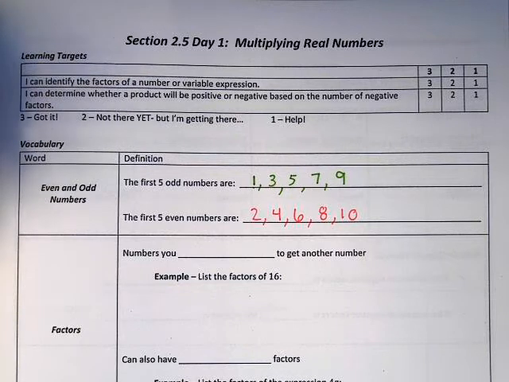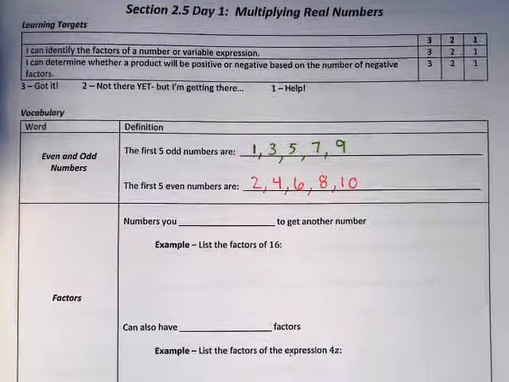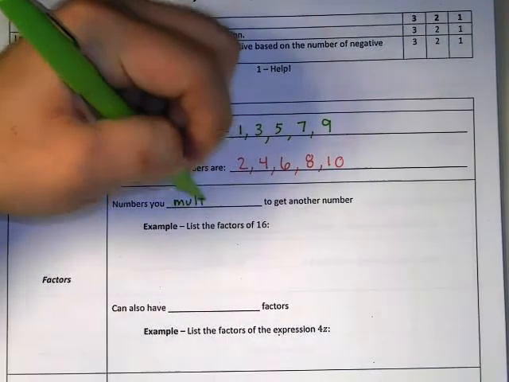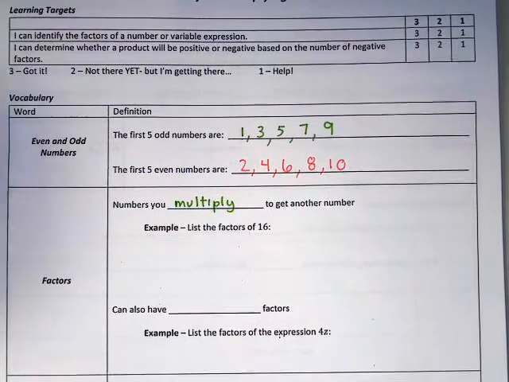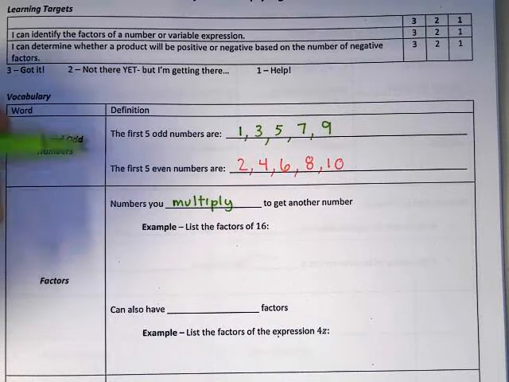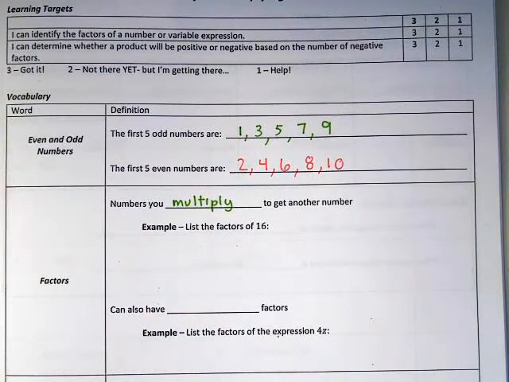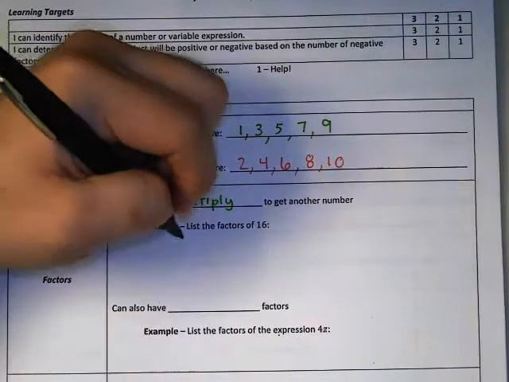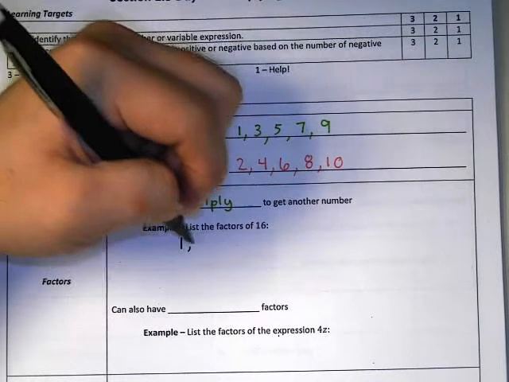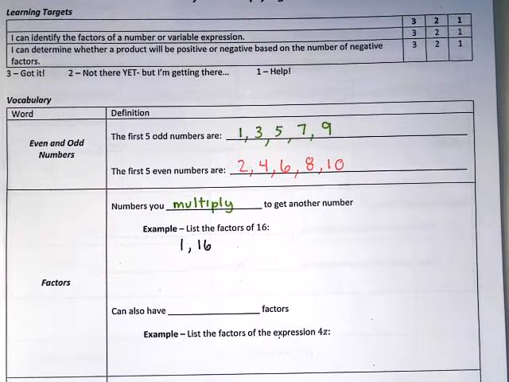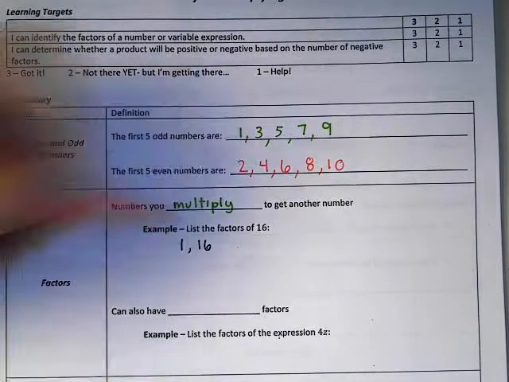As we move on, we look at this word factor, okay? Factors are numbers you multiply to get another number, all right? So if we wanted to list the factors of 16, well, we need to come up with the pairs that can multiply to 16. Now for me, the easiest one is knowing that 1 times anything is that number, right? So if I'm trying to find the factors of 16, well, one pair is 1 and 16. All right? And then I would just kind of keep going.